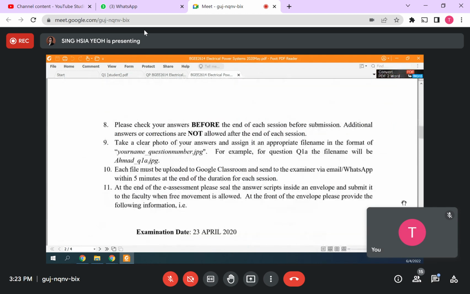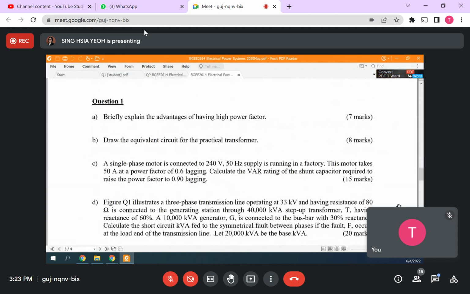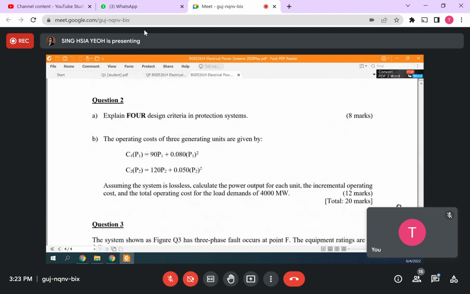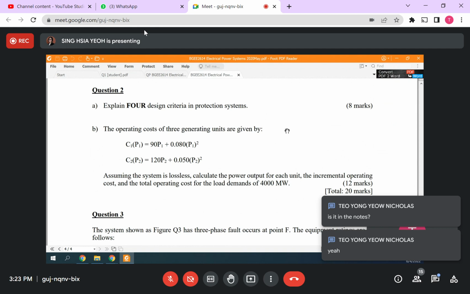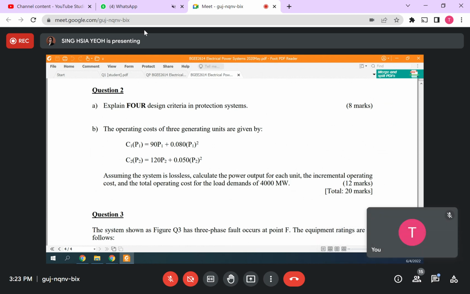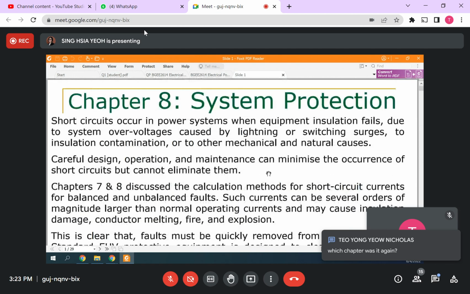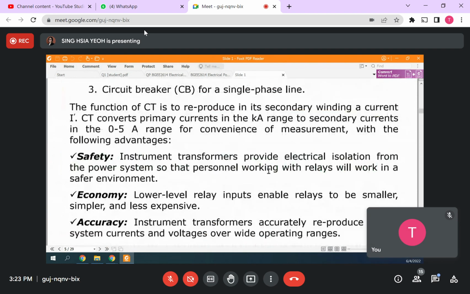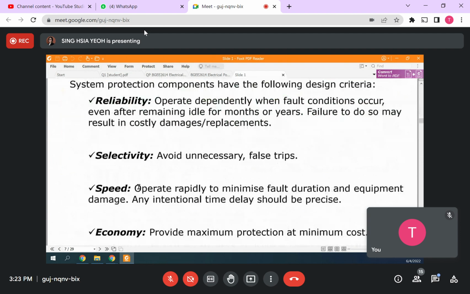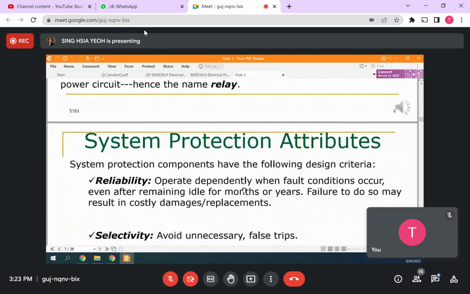Question 2A: explain four design criteria. From the notes of the design criteria in a protection system, there are the economic considerations, electrical factors, and environmental factors. So the design criteria are reliability, selectivity, speed, economy, and simplicity.